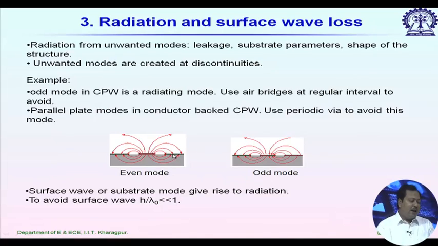So, the desired mode is even mode, and odd mode will be radiated continuously along the line. So, it is an undesired mode. What can be the remedy? We do not want this odd mode. If I look at these two figures, one important observation is that for even mode the two ground planes are at the same potential, and in odd mode these two ground planes are at different potential.